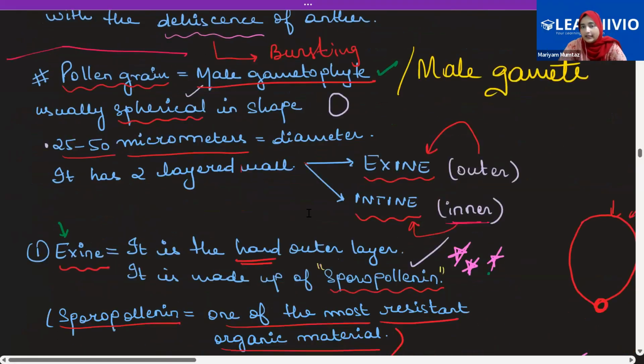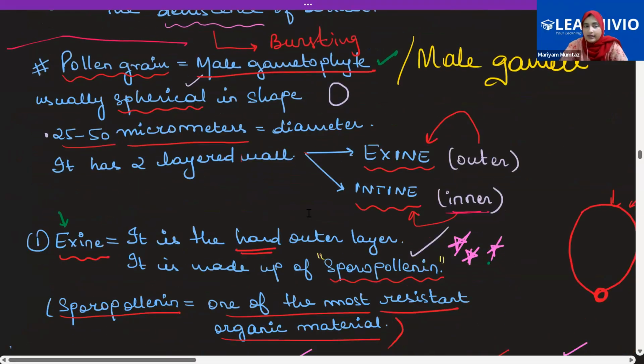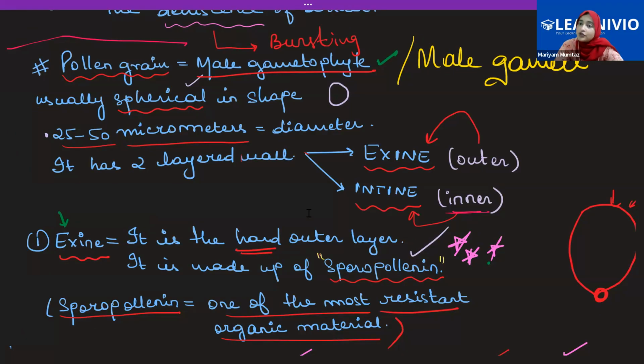Now, talking about the pollen grain, which is the male gamete in the case of plants. They are usually spherical in shape, mostly. They can be star shaped also, they can be oval also. But the majority of pollen grains are spherical. In terms of their diameter, they are 25 to 50 micrometers. And talking about the layers surrounding them, they are surrounded by 2 layers, an outer layer and an inner layer. The outer layer is called exine and the inner layer is called intine.